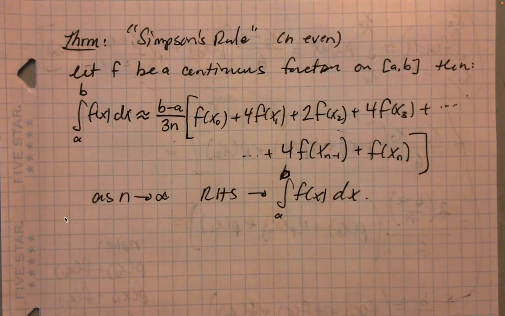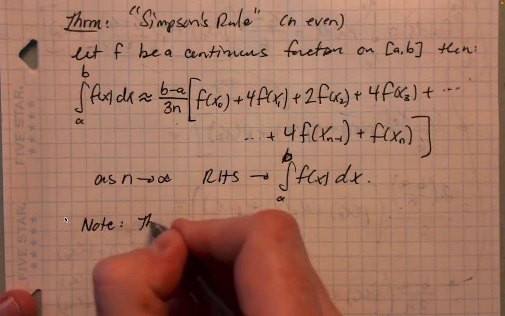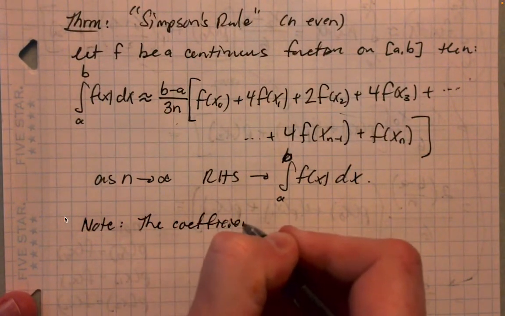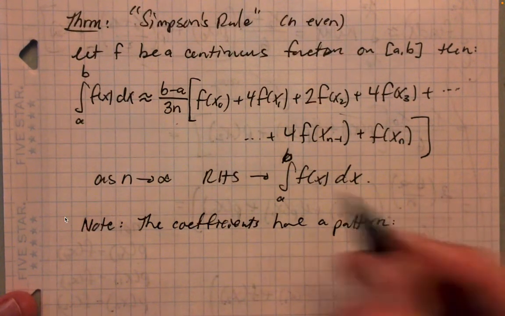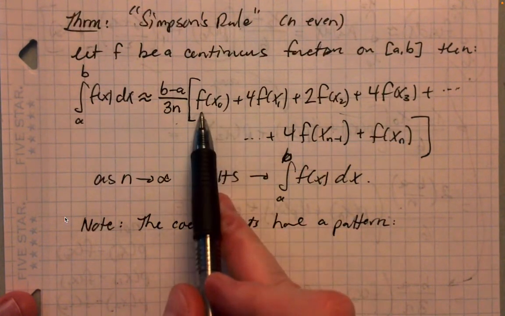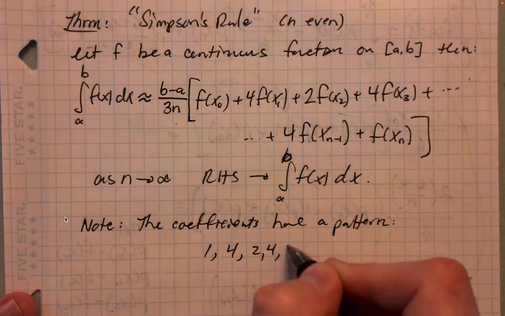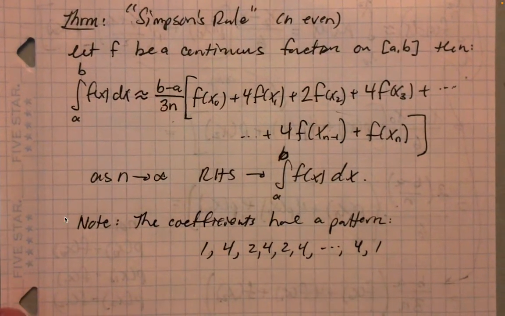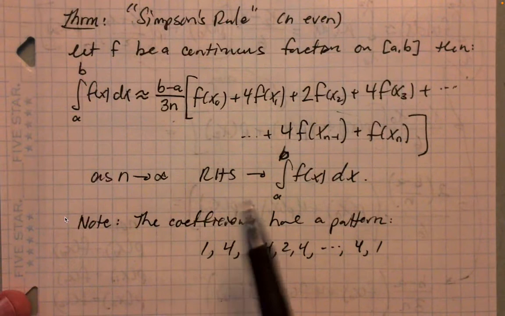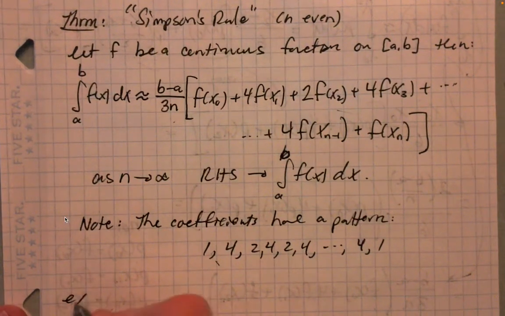Okay. Now something to note: the coefficients have a certain pattern. The first one is always 1, and then it's 4, and then it oscillates between 2 and 4. All right, so like that. So that's the pattern. Okay. All right. Excellent. Let's do an example of this.